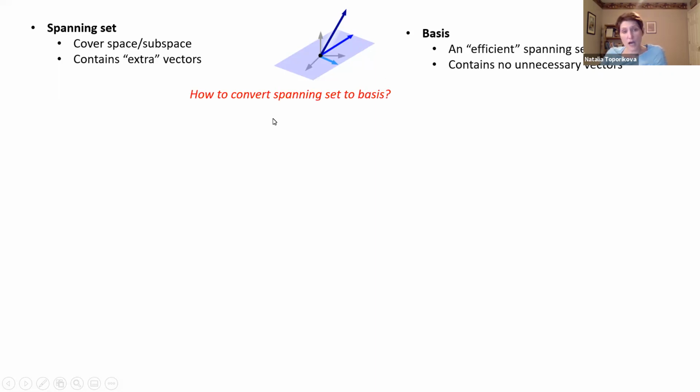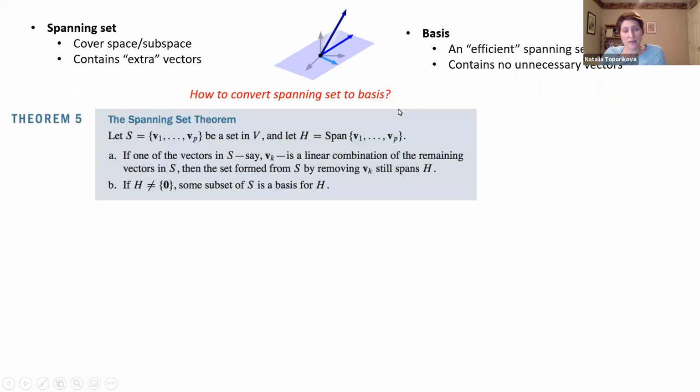So the question arises how we can convert our spanning set, which might be excessive, to the basis, which is an efficient set. This is where the spanning set theorem can be really useful. It tells us to go through the vectors in a spanning set one by one, explore each vector and see if it can be expressed as a linear combination of other vectors. If the answer is yes, we get rid of this vector and go to the next one. So we end up at the end of this exploration with a linearly independent set of vectors which forms the basis.